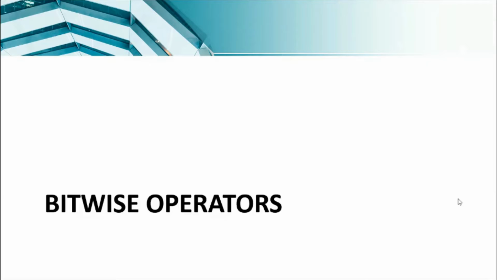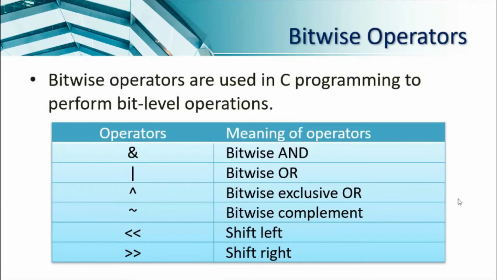Whatever we are inputting, or whatever data is being used in C programming, has to be converted into binary format. So bitwise operators are applicable to the binary formats, the binary representation of the data. The bitwise operators are used in C programming to perform bit level operations. When we convert things into bit levels, that is into binary format, then only this is applicable. And we can use it in other formats also.